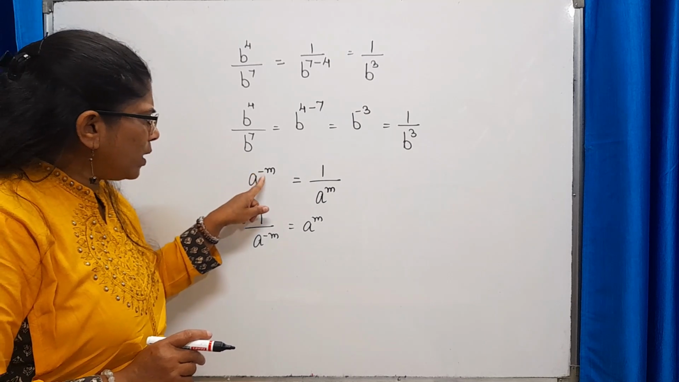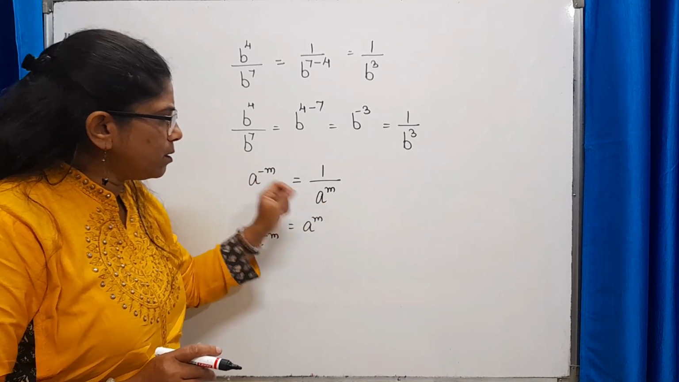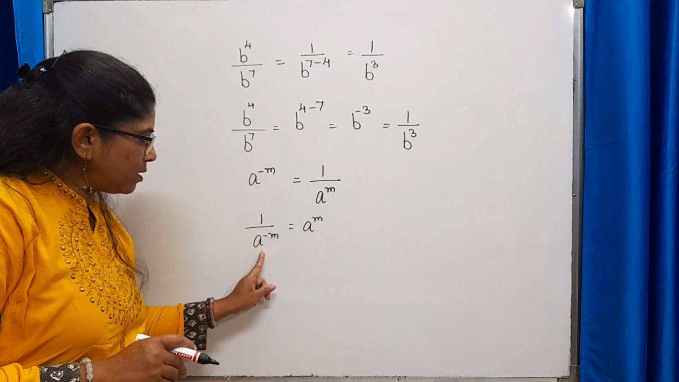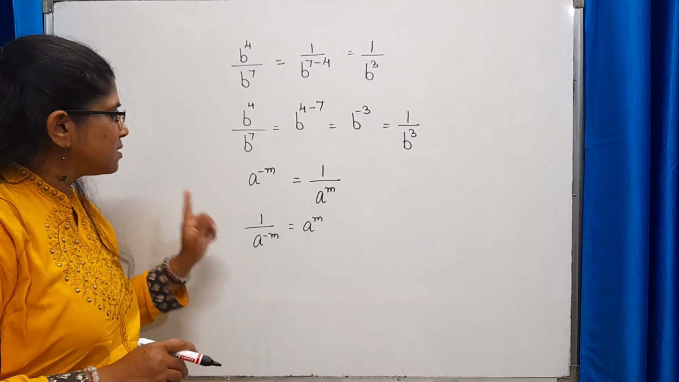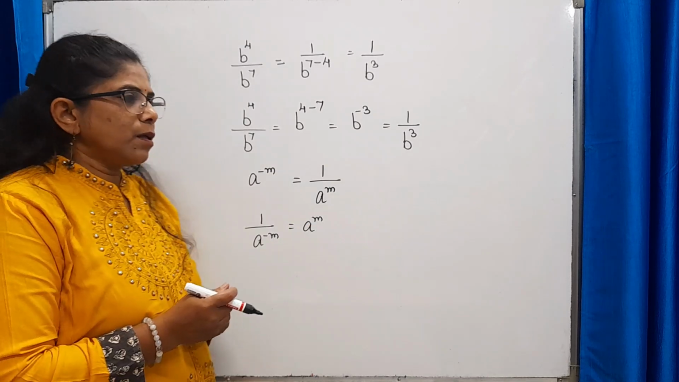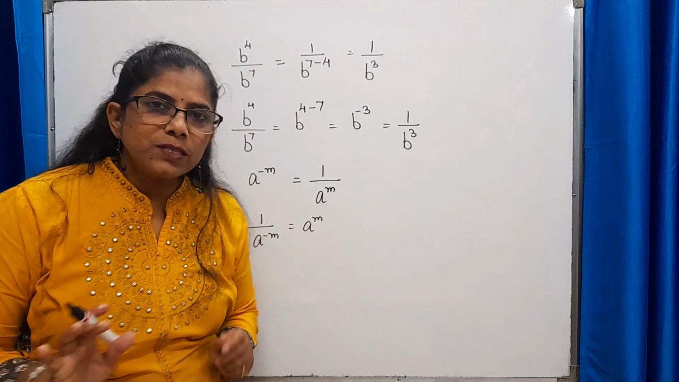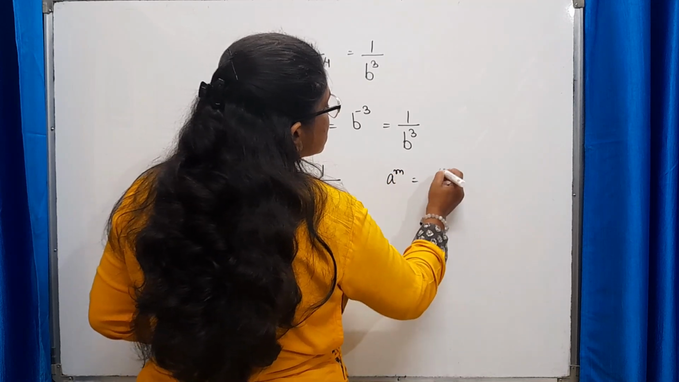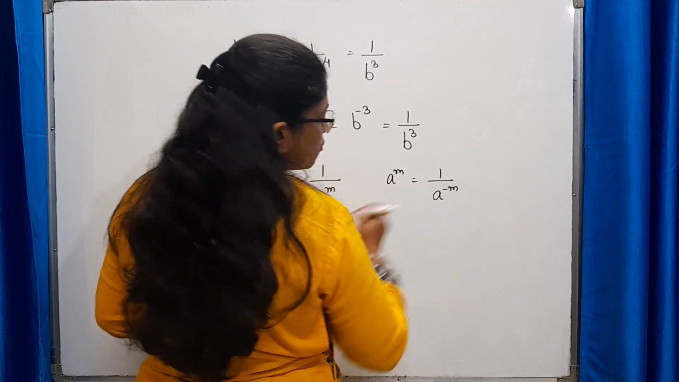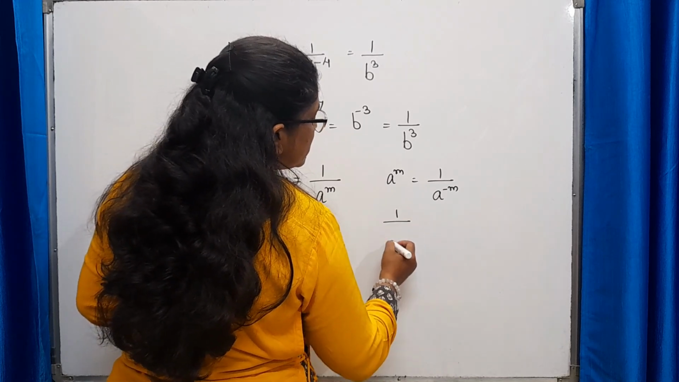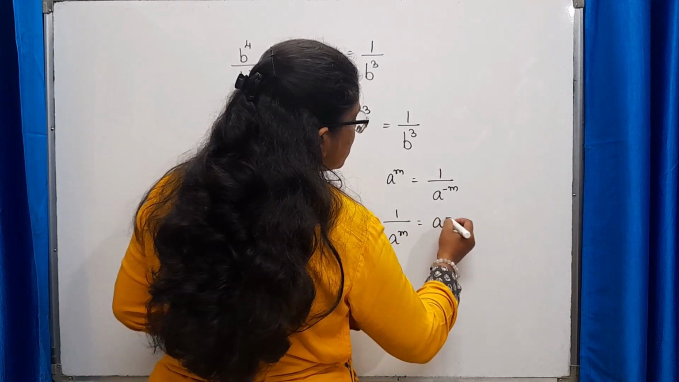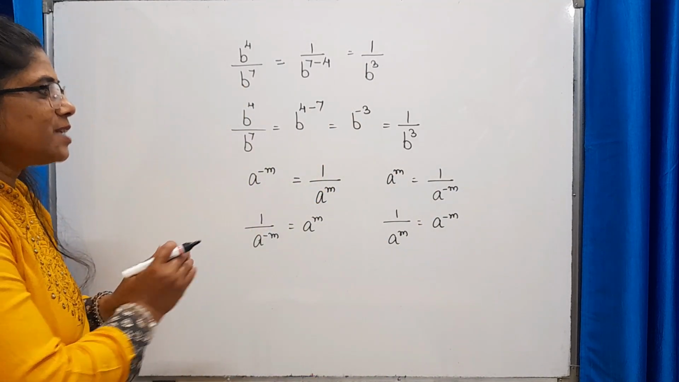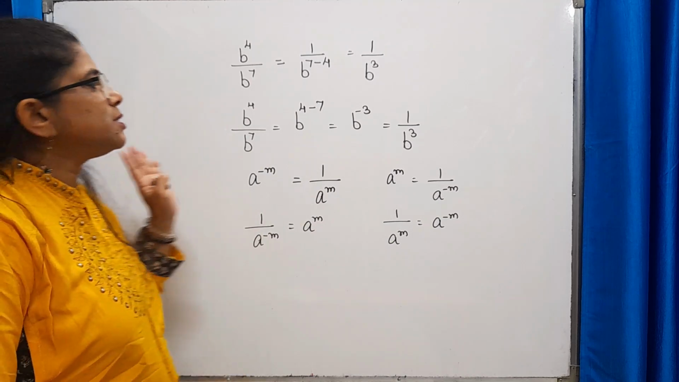So, when the numerator term goes to the denominator, the sign changes. Means minus becomes plus, and when denominator sign goes to the numerator, even in this case, minus becomes plus. Even the exactly opposite of this is applicable. How? Suppose if it is a to the power of m, this is 1 upon a to the power of minus m. And if it is 1 upon a to the power of m, this is nothing but a to the power of minus m. So, this is the extension of second law. Yes, we call it as extension of second law.